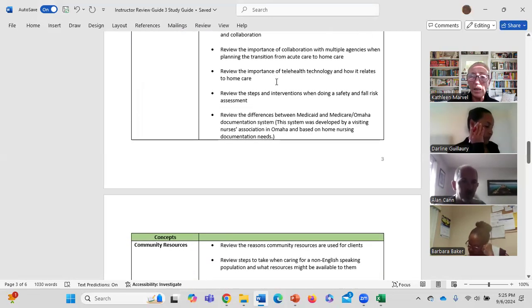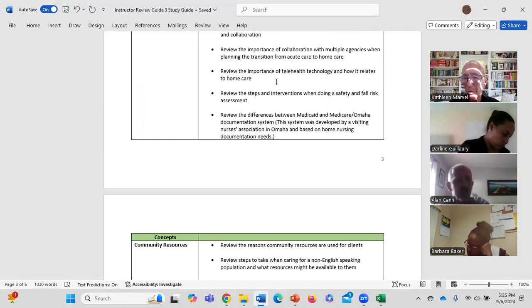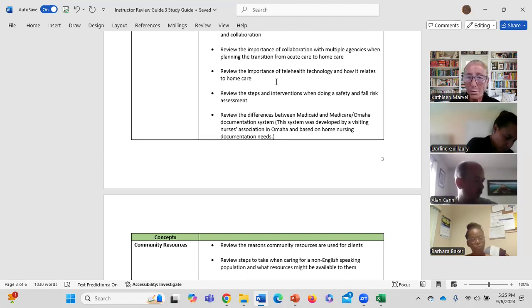Review the differences: Medicare, Medicaid, Omaha documentation system. I didn't address this a whole lot in class. Just go back to your reading and read about the Omaha system. The Omaha system was developed decades ago for home health. And it was the original documentation system that brought everybody together, so PT could see what OT was doing, home health could see what the physician was doing. Just have a look at that. I just want you to be familiar with the Omaha documentation system.